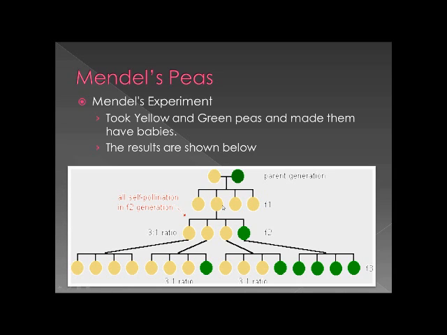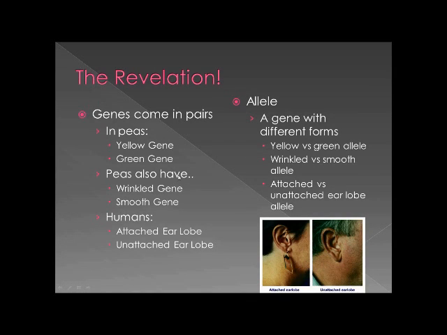This yellow and green gene seems to be passed along from parent to offspring. But he also discovered that peas also have a wrinkled gene and a smooth gene. So you're going to see situations where there are wrinkled and smooth peas. And humans, as an example of the same situation, have what's called attached and unattached earlobes. You can see an example here where this woman's ear is attached to her head, whereas this man's ear is not attached to the head. So this guy would have an unattached earlobe. And it follows the exact same rules that he discovered right here.